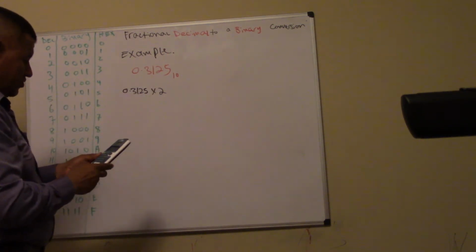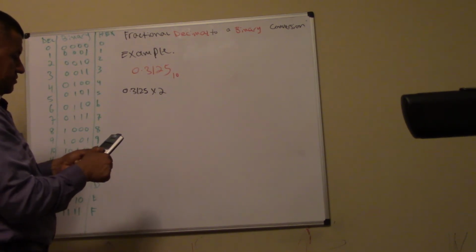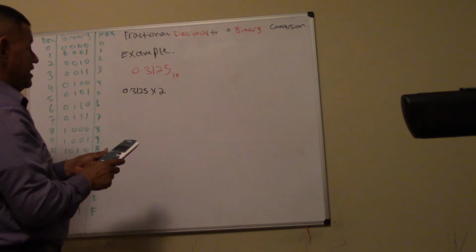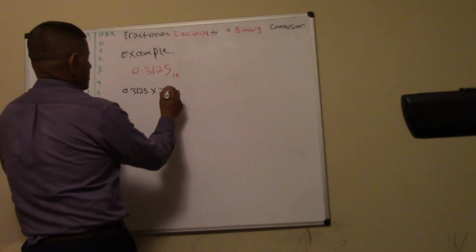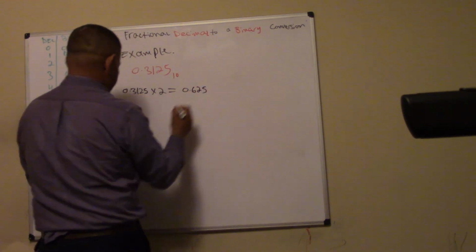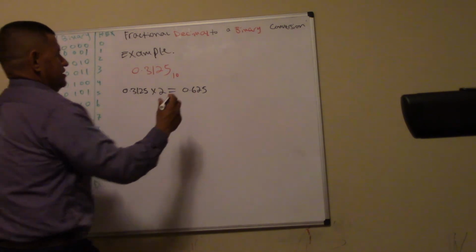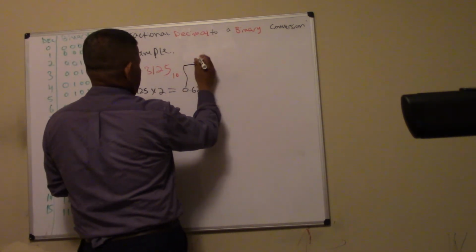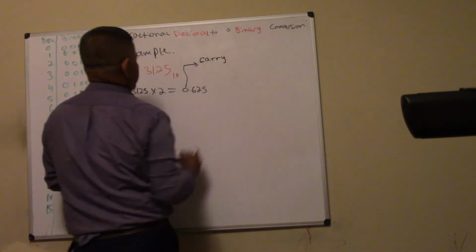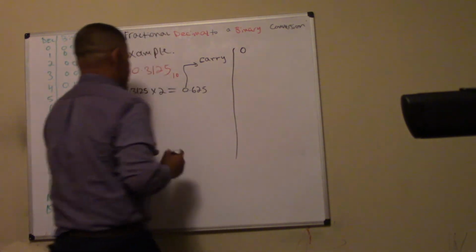So you multiply that by 2 and that is equal to 0.625, right? Now, look at this. What is the carry? This is the carry. That one right there is a 0, so the first number is 0.